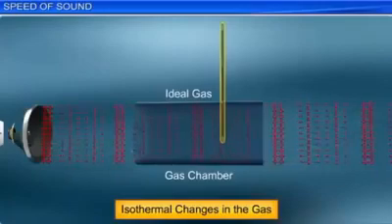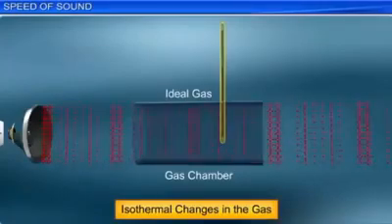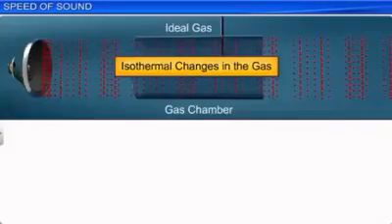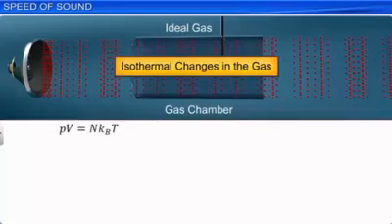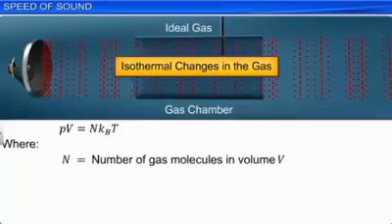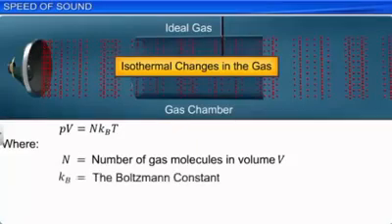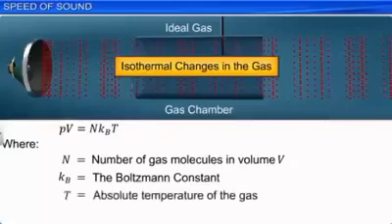For an ideal gas, under isothermal conditions, the relationship between pressure P and volume V is expressed as PV is equal to the product of NKBT, where N is the number of gas molecules in volume V, Kb is the Boltzmann constant, and T is the absolute temperature of the gas. The quantities on the right-hand side of the equation are constant. Hence, PV is equal to constant.